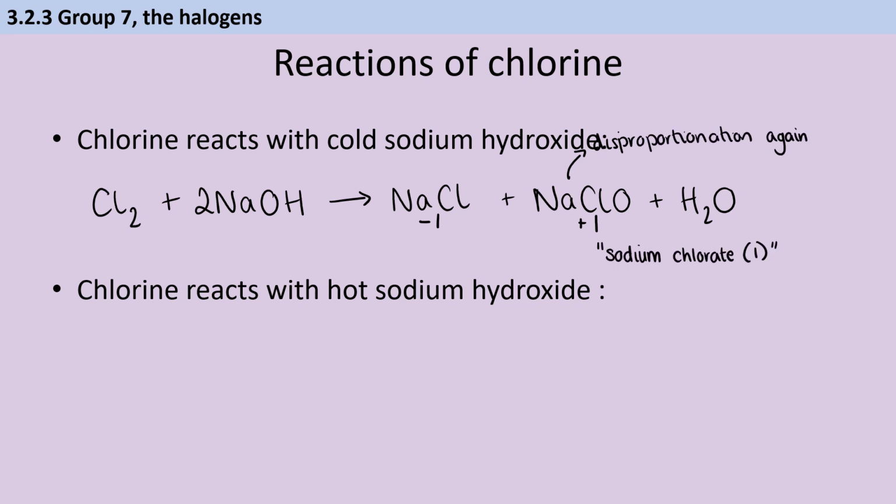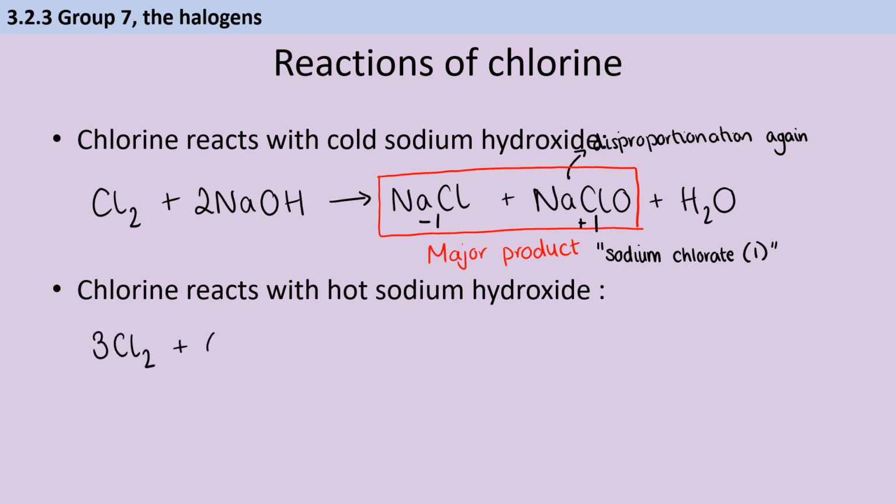This is sometimes referred to as sodium chlorate 1 to differentiate it from sodium chlorate 5, which we'll get to in just a second. So we have two major products here, and the sodium chlorate can be used for a variety of things, including making herbicides, explosives, dyes, cosmetics, pharmaceuticals, and paper.